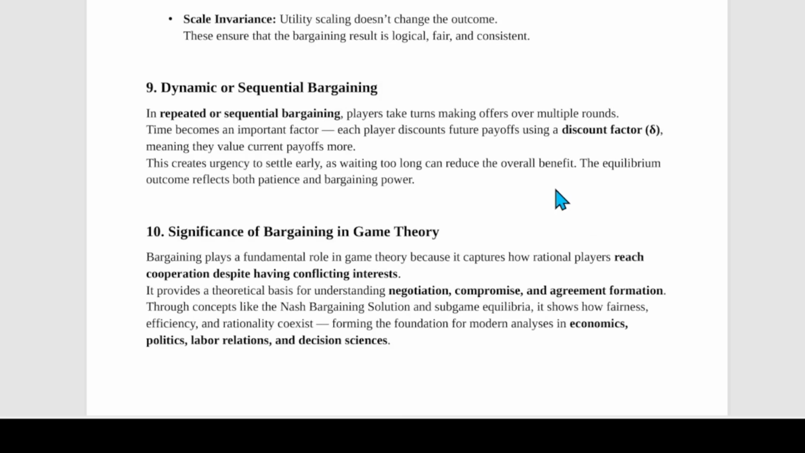Now, what is the significance of bargaining in game theory? Significance of bargaining in game theory is basically that bargaining explains how people cooperate even when they disagree. It ensures that people cooperate even जब उनका disagreement हो जाता है, ठीक है? So basically, it is used in business deals, salary negotiations, political agreements, international trade, and family decision making maybe. It forms the foundation for modern negotiation strategies in economics, politics, law, and management.